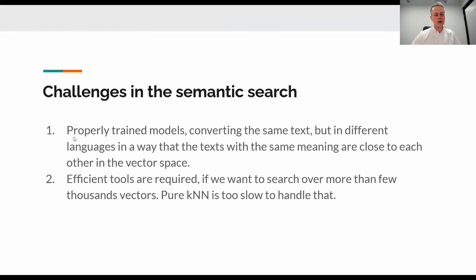But there is also another challenge of semantic search. We need some efficient tools. As I already said, pure KNN, pure k-nearest neighbors is really slow if we want to go beyond, let's say, thousands of vectors. Imagine we have like millions of embeddings created in our database, and we are still using pure KNN. Then for each query, we would need to compare to every single embedding that we have collected so far. And that makes it really slow. So there has been a lot going on in terms of approximate nearest neighbors. And HNSW is one of the algorithms that is quite commonly used.